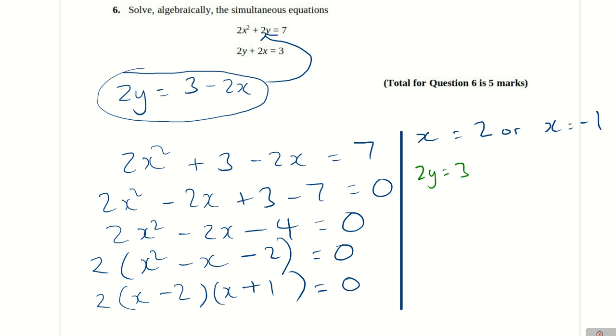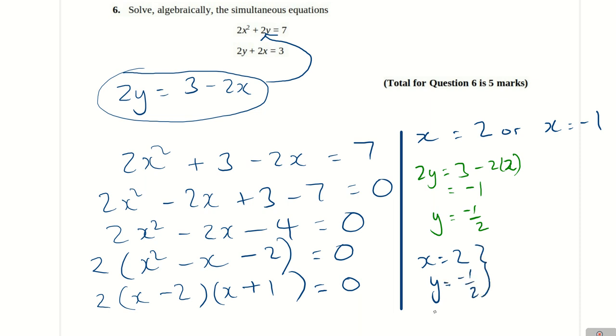2y equals 3 minus 2 times x, which is 3 minus 2 times 2, because x is 2. That's going to be 3 minus 4, which is minus 1, so y is going to be minus a half. Okay, and that's going to give us our first complete solution here. x is 2 and y equals minus a half.